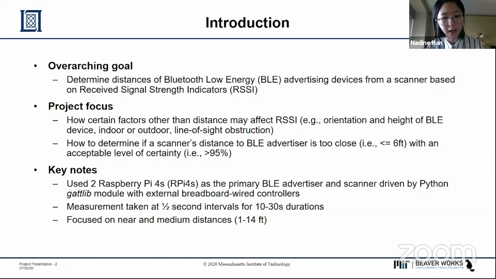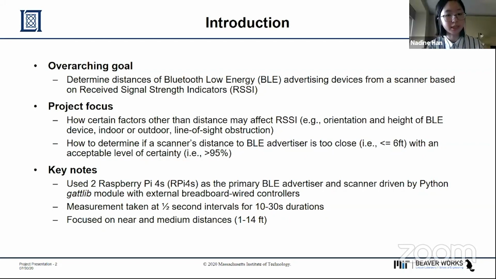So some general keynotes about this project. First, I used 2 Raspberry Pis as the primary BLE advertiser and scanner. These were provided to every piPACT participant. For this advertiser and the scanner, I leveraged the Python GATLib module. I used those functions to run the advertising and scanning so that it could pick up all different types of BLE devices, not just the other Raspberry Pi. For these specific devices, I also wired them to external breadboards just for better control. I'll explain more about that in my experiment slide.